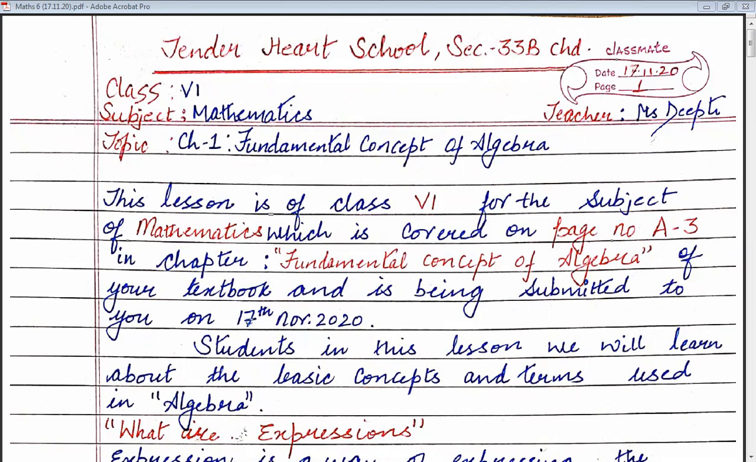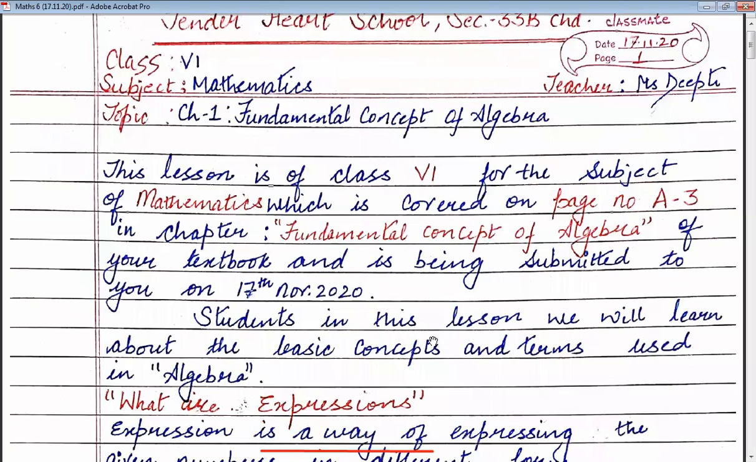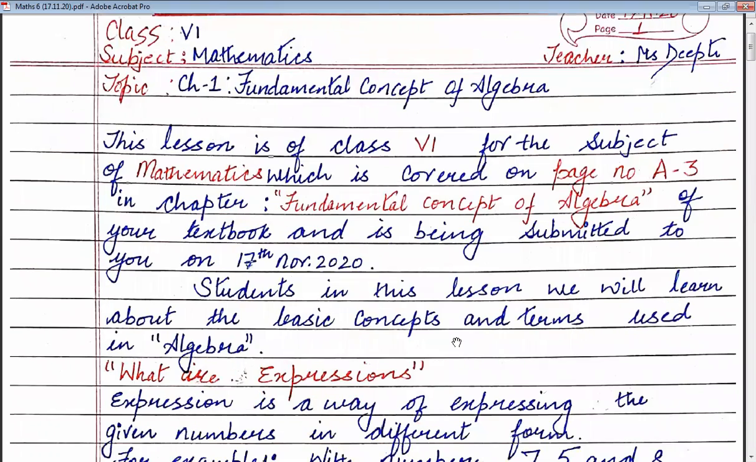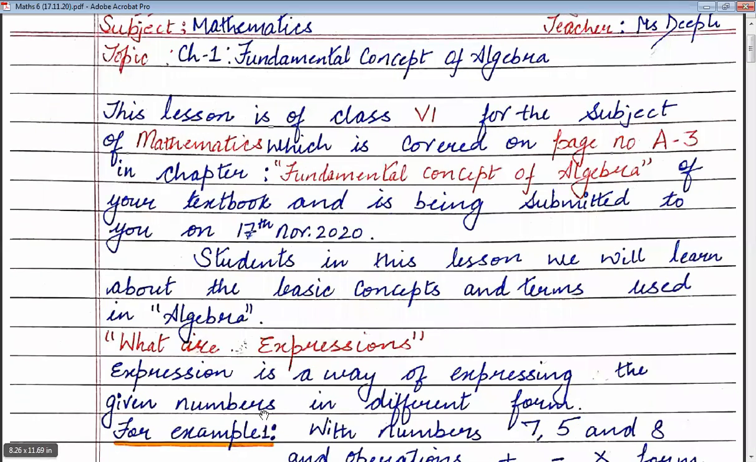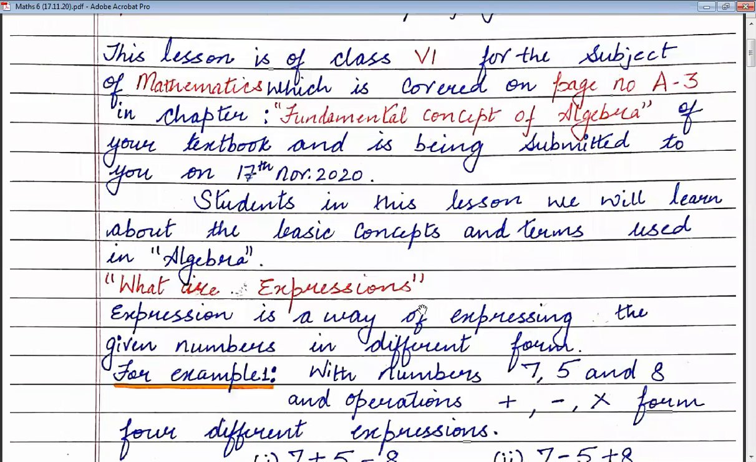My first question is, what are expressions? What do you understand by expression? Expression is a way of expressing the given numbers in different forms. So let's take an example.